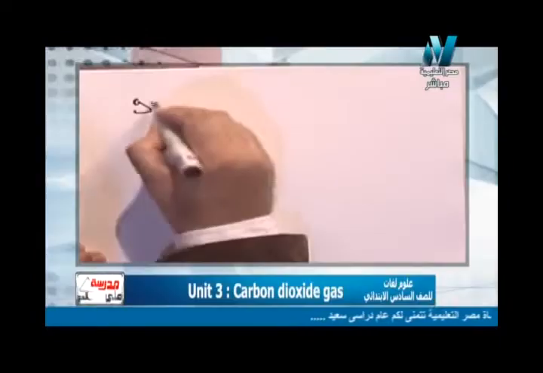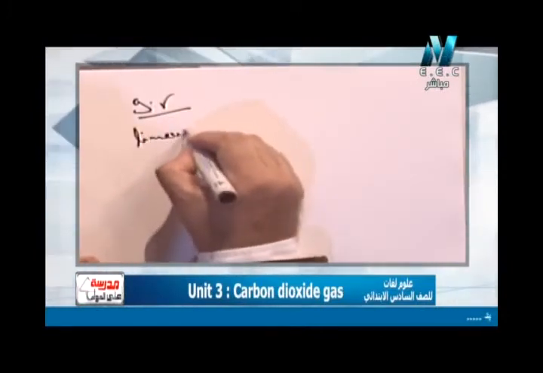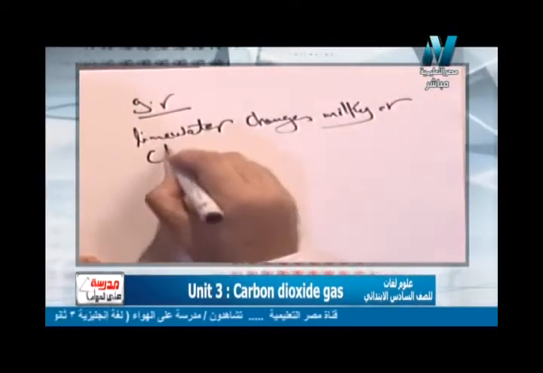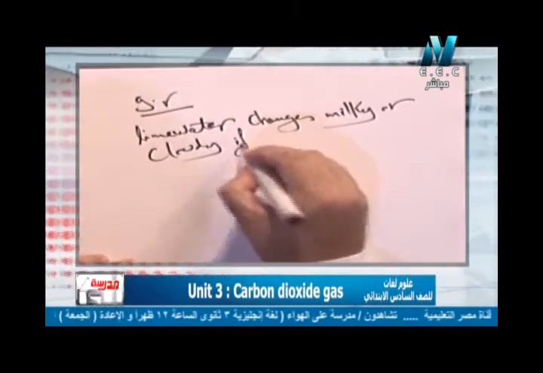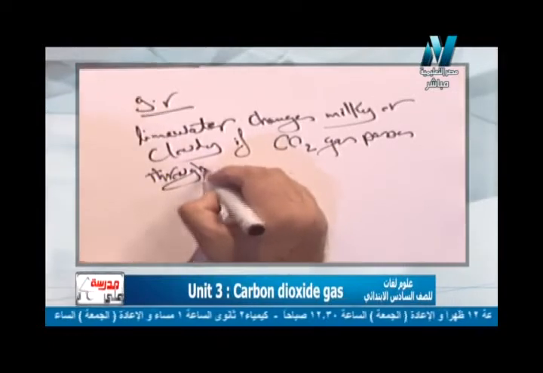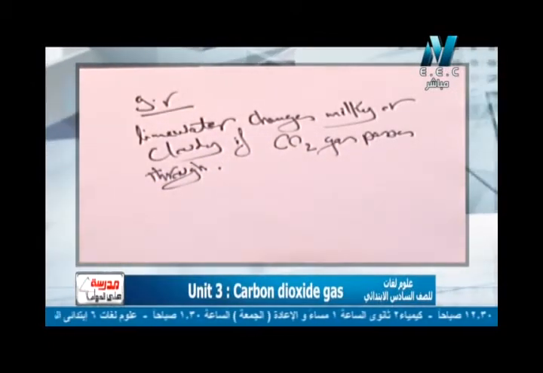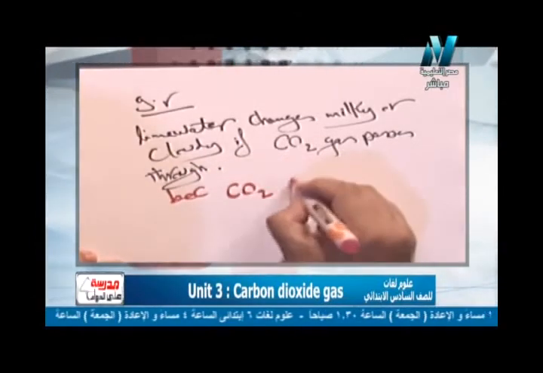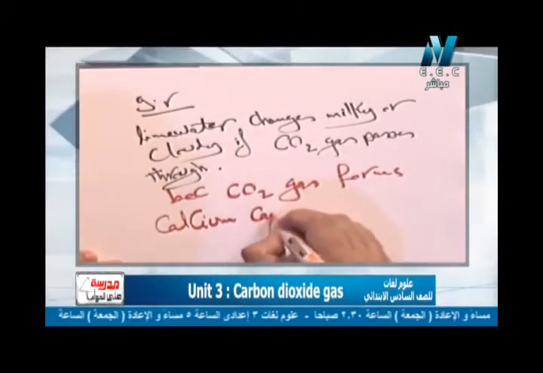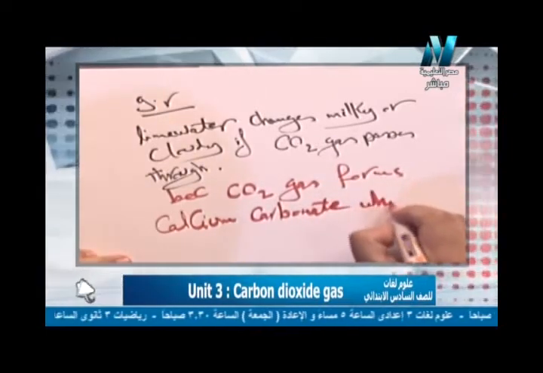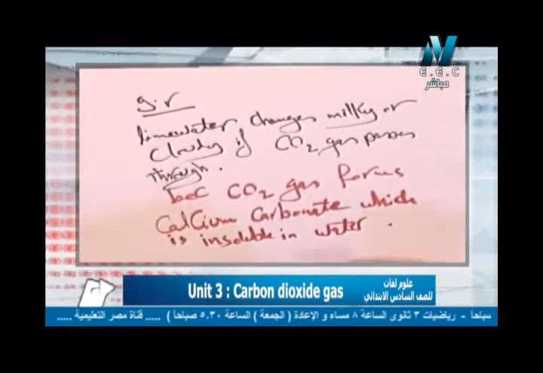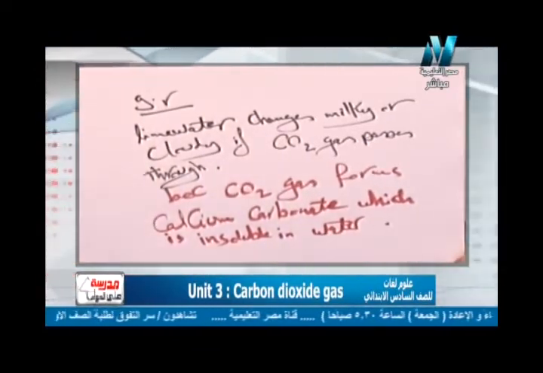So I have a very important give reason now. The question says: give reason, lime water changes milky or cloudy, الاثنين بنفس المعنى, milky or cloudy or turbid, if carbon dioxide gas passes through it. لو الكربون دايوكسيد جاز مر فيها. Why؟ ليه اللايم ووتر بتتعكر؟ الإجابة بمنتهى البساطة: because carbon dioxide gas forms calcium carbonate, مادة اسمها calcium carbonate, which is insoluble in water. Okay? So again, because carbon dioxide gas forms calcium carbonate which is insoluble in water.